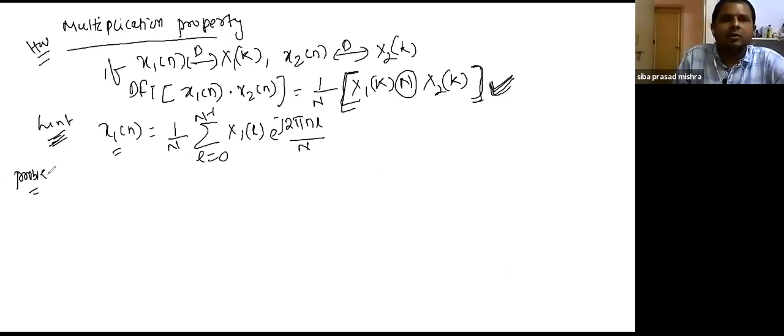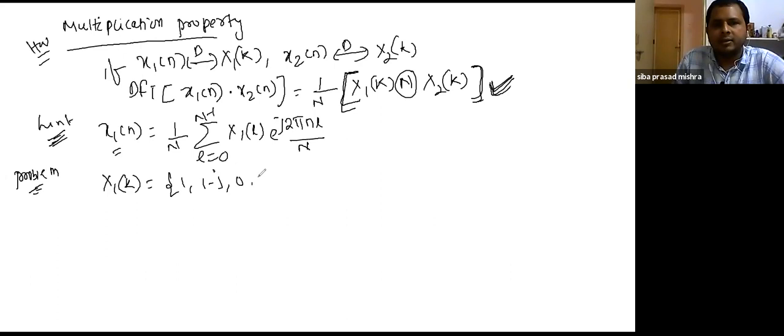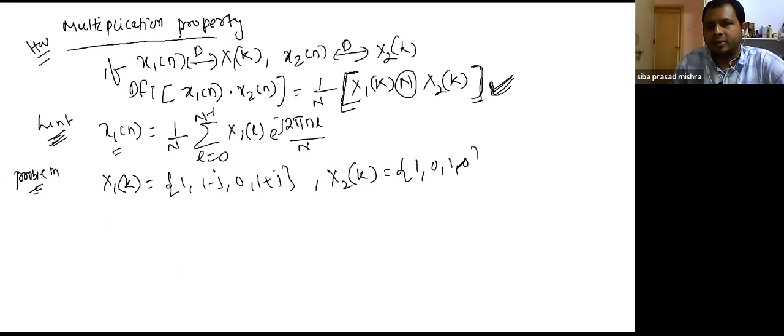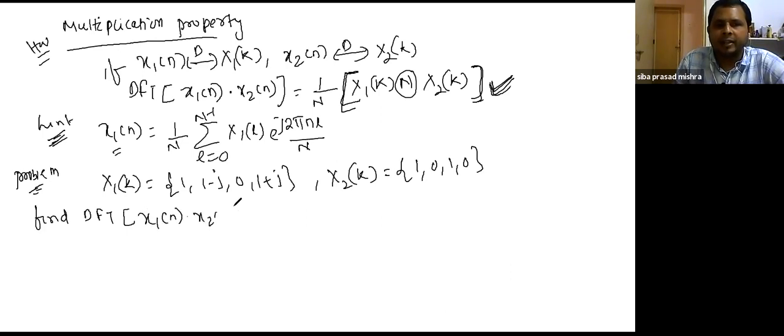Now one simple problem I am giving. Let X1[k] equal 1, 1 minus j, 0, 1 plus j, and let X2[k] equal 1, 0, 1, 0. The question is to find the DFT of x1[n] multiplied by x2[n]. So what is the formula? According to the property, it is X1[k] circular convolution with X2[k].